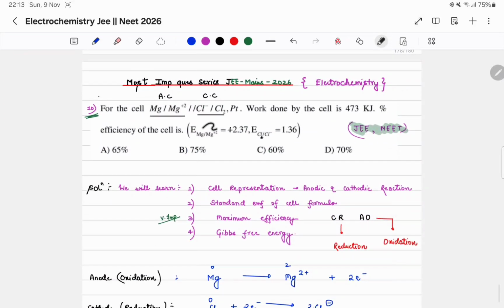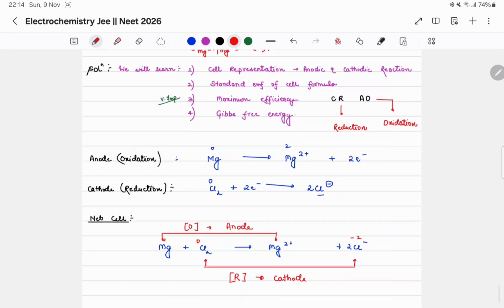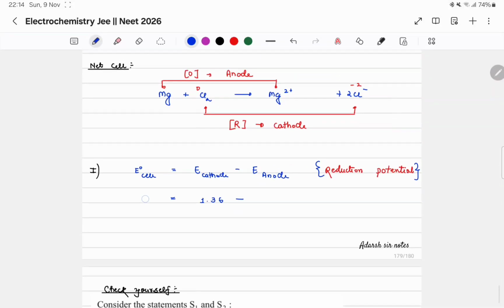If we check the anode part, see very properly: 0 to 2. What is happening? Oxidation. So this is which potential? Oxidation potential. And what do you want? Reduction potential. For that, what will we do? Multiply by a negative sign. So what can I write here? E of Mg²⁺/Mg, I just swapped it, so minus 2.37, not 2.36, sorry, minus 2.37. So just put the value.